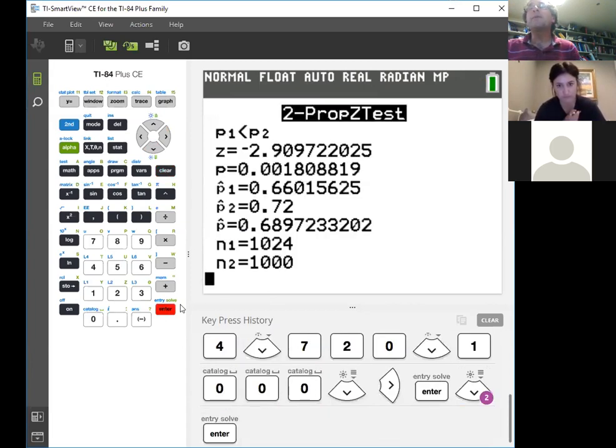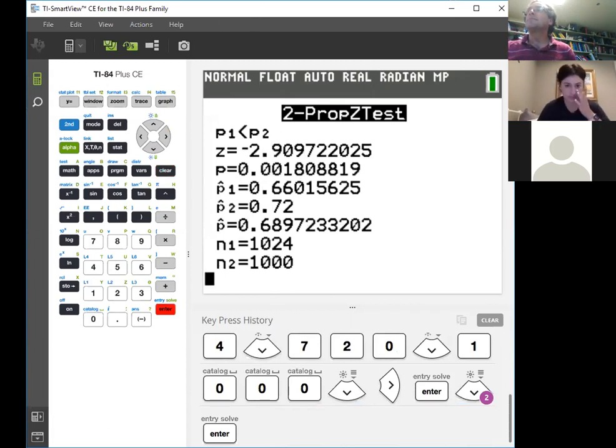Okay, and it gives us what you expect. It gives you a p-value. That's the big thing, right? The test statistic, by the way, is z equals negative 2.9 about, but the p-value is 0.0018. Let me write that down. Is that clear so far?